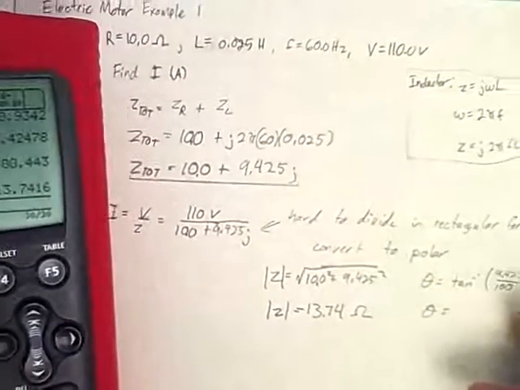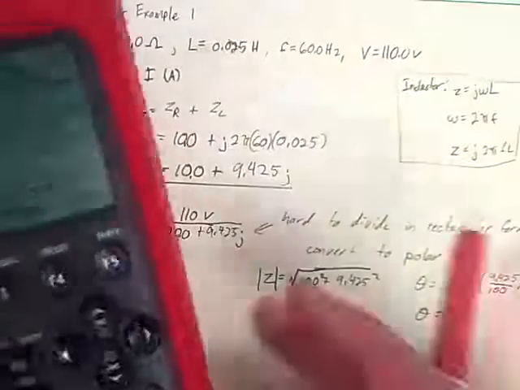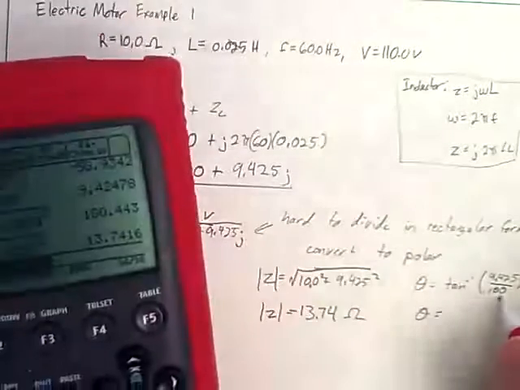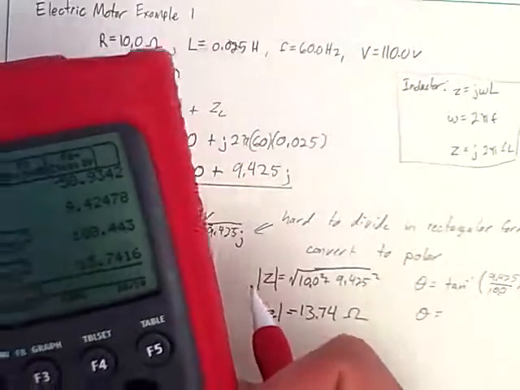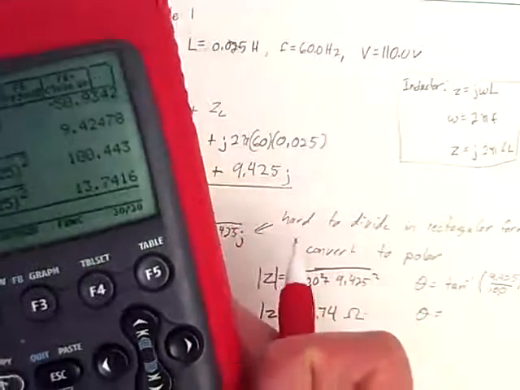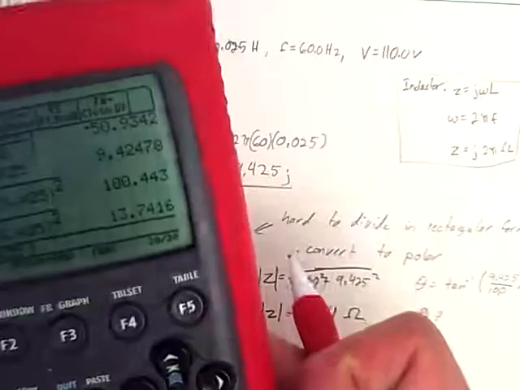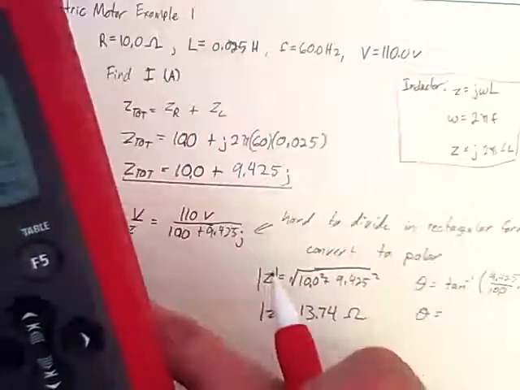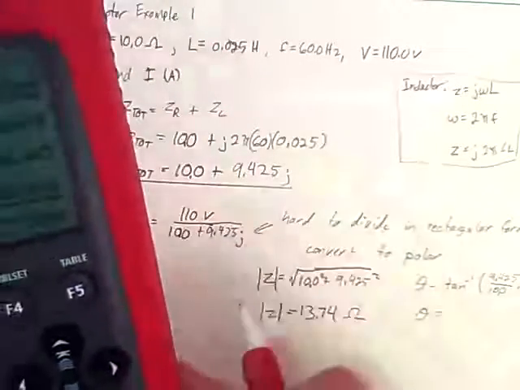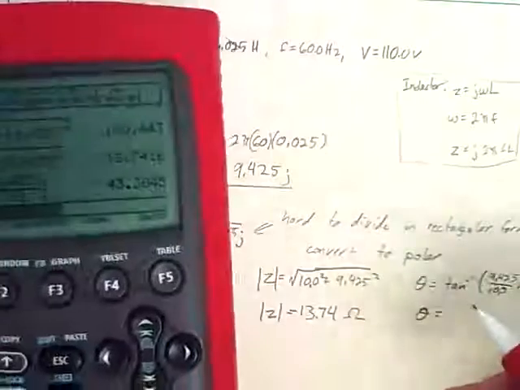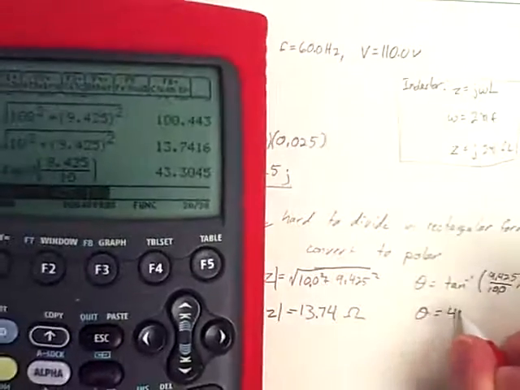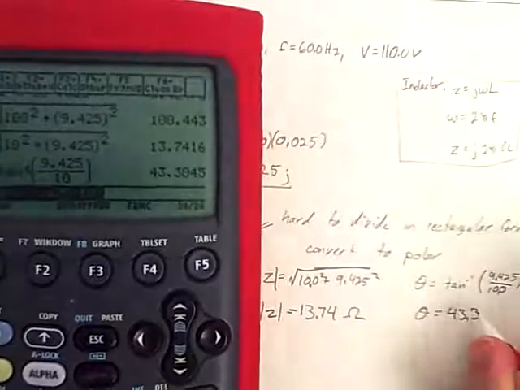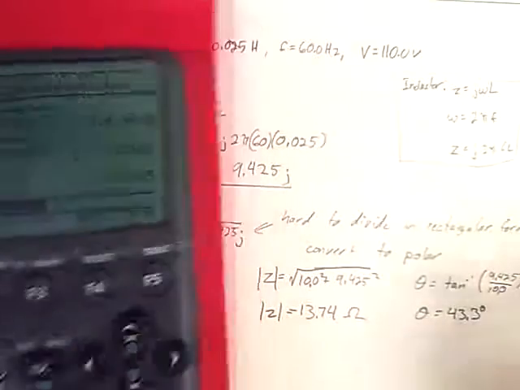And to get an angle on it, we would do the inverse tangent of 9.425 divided by 10. And I'm doing it in degrees. And so what I get is 43.3 degrees.